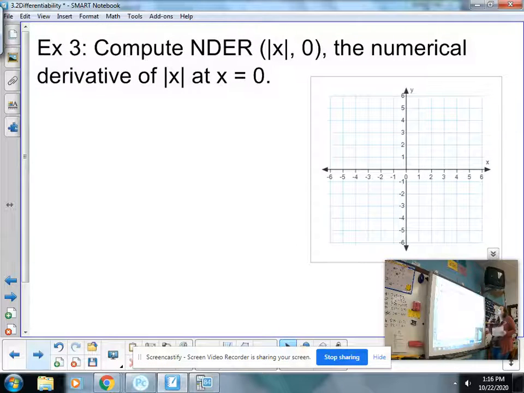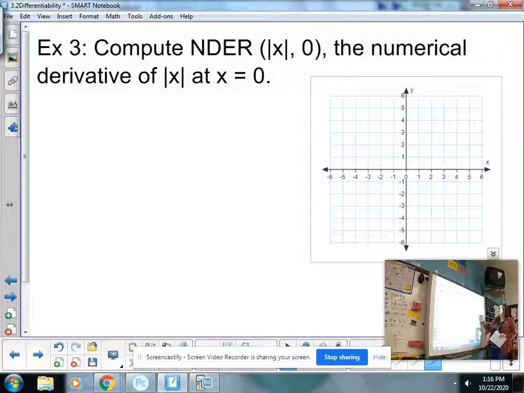So next, compute the numerical derivative of the absolute value of x at x equals 0. This may or may not turn out a certain way if you do this on your calculator. If we look at it by hand though, you can kind of see what's happening. And this should be an indication, or it should be tipping some alarm bells here.